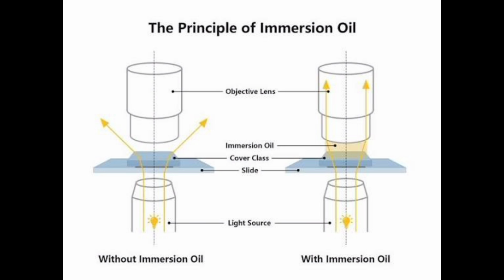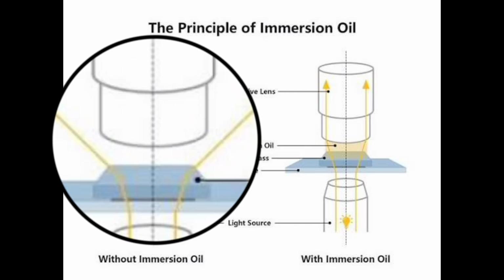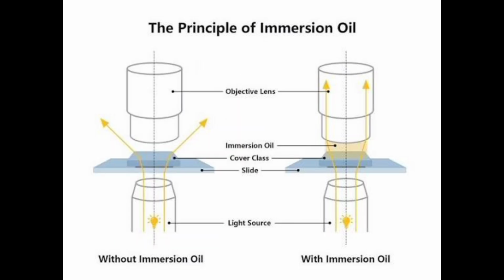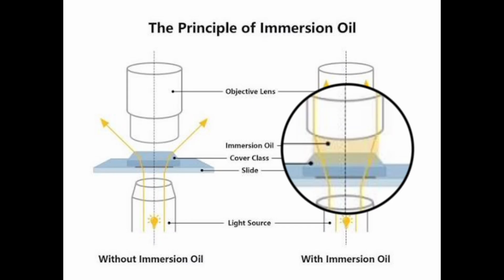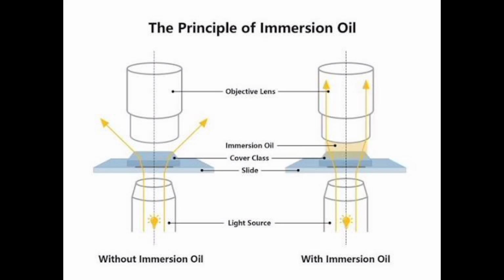Now let's understand how oil immersion works. At 100x magnification, we use immersion oil. But why? Because when light passes from glass to air, it bends due to refraction. This causes light loss and reduces resolution. Immersion oil has almost the same refractive index as glass. So when oil is placed between the slide and objective, light does not refract significantly. More light enters the objective, numerical aperture increases, and the resolution improves. That's why oil immersion is used for observing bacteria.